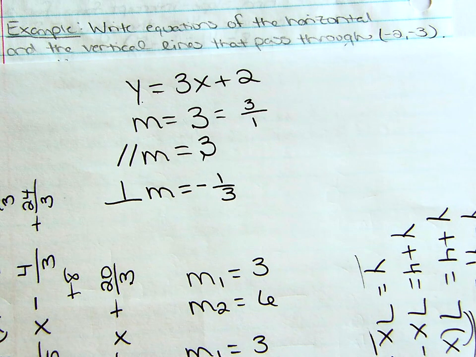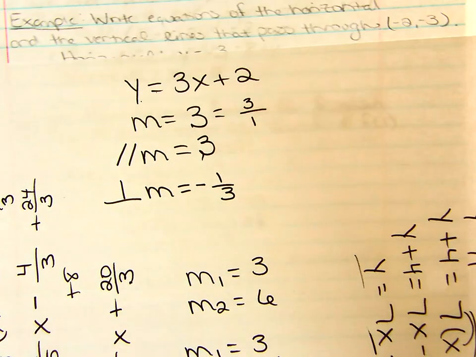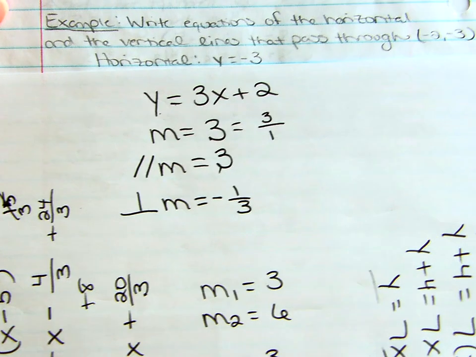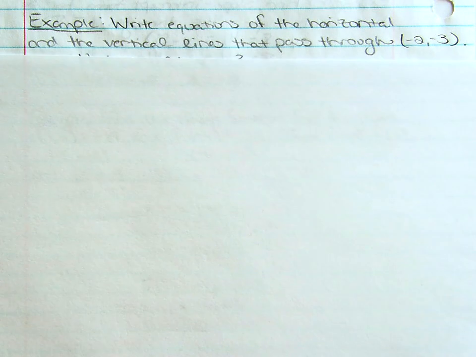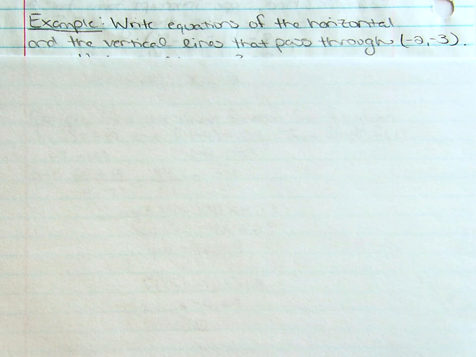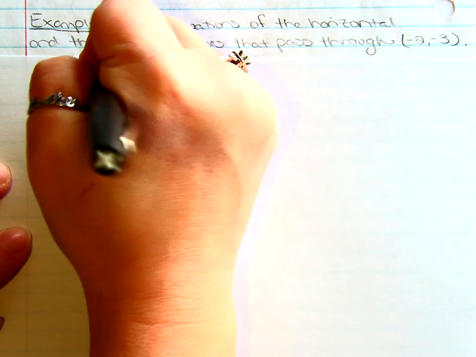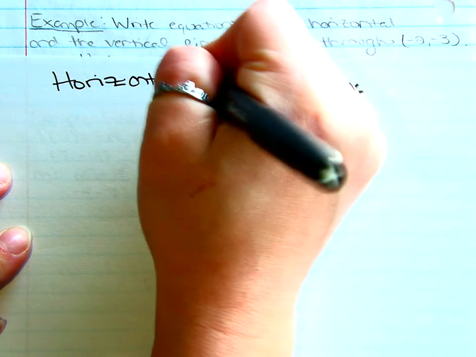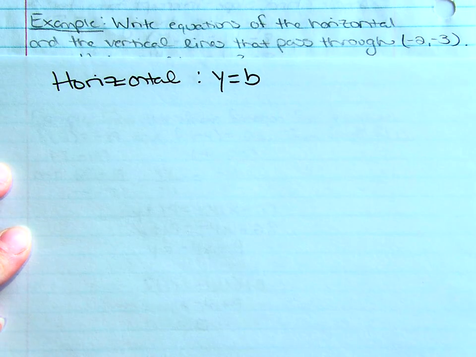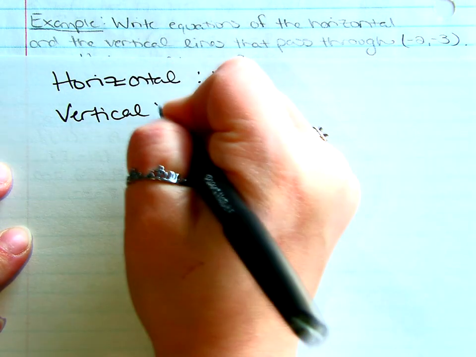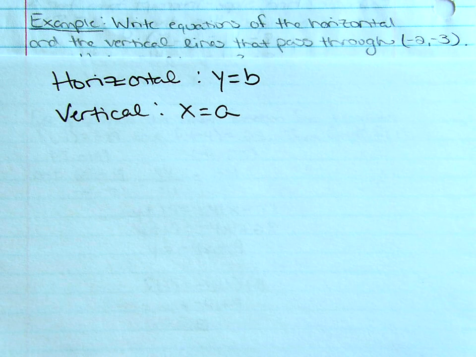Here's another example. Let me get a clean sheet of paper so you don't have to look at all the scratch. It says, write the equations of the horizontal and the vertical lines that pass through the point -2, -3. On Wednesday, we talked about horizontal lines and vertical lines. And we said that horizontal lines always look like y equals b, and vertical lines always look like x equals a. So we need to write equations for the horizontal line that passes through the point -2, -3.